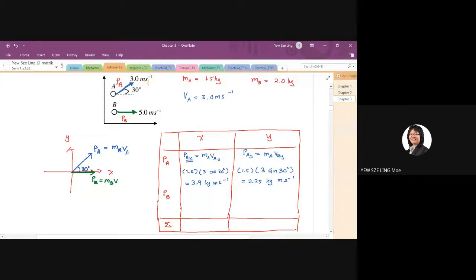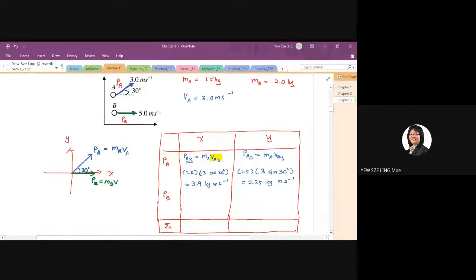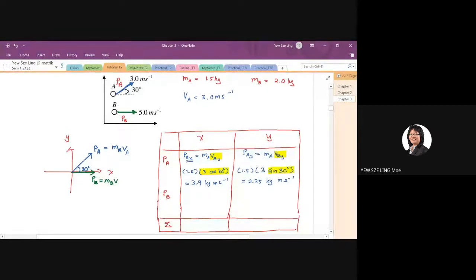So the key point here is to see whether you know how to resolve Vx or not. How am I going to calculate PA along the x component and PA along the y component? It all depends on your V. So you have a PAX and you have a PAY. So how do I know what the value is?